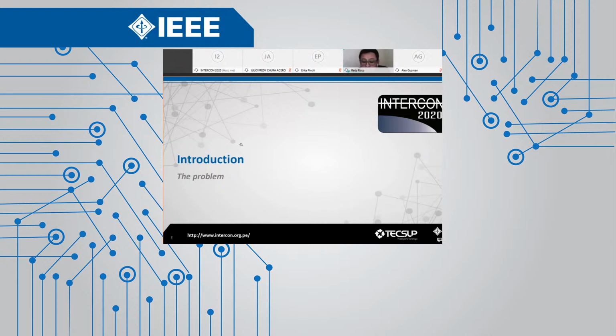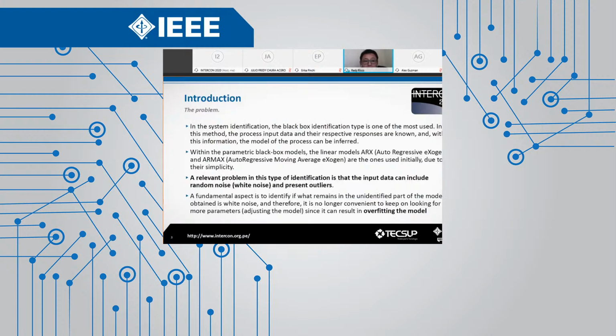First, I will talk about the problem. In system identification, one type is black box identification. In this model, we have the input data and the output data, the response of the system. With these two data sets, we can infer the model of the process.